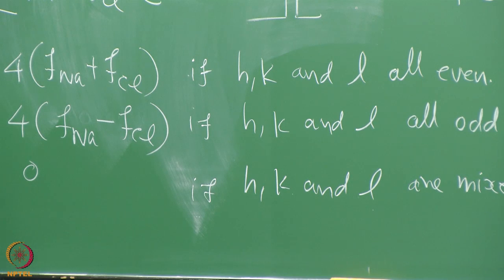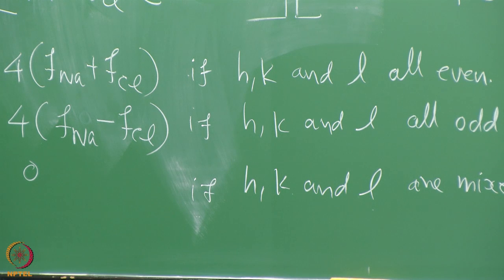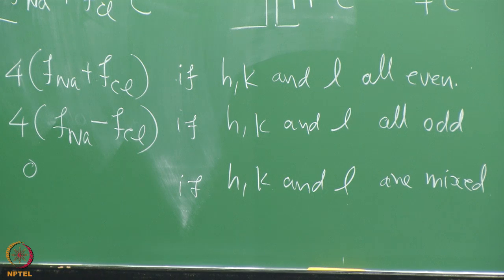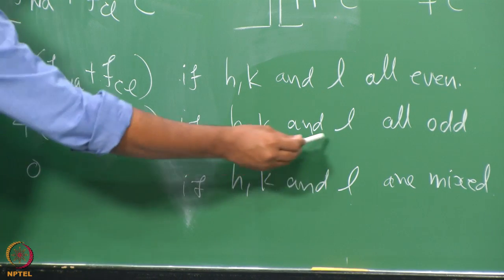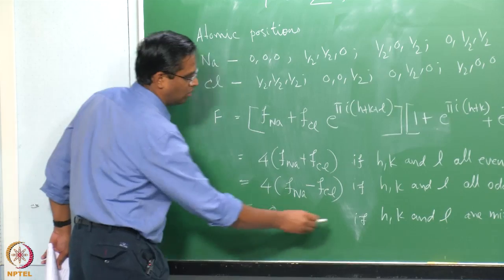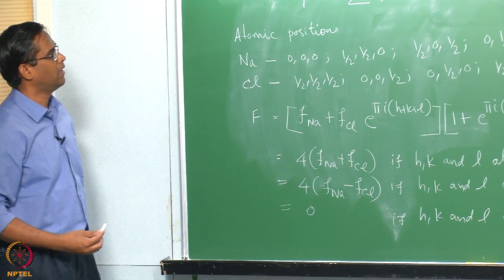So, you have three conditions here. If hkl all are even, then the structure factor is 4 into f Na plus f Cl. If h, k and l are all odd, then F is equal to 4 into f Na minus f Cl. Your structure factor is 0 if h, k and l are all mixed indices.